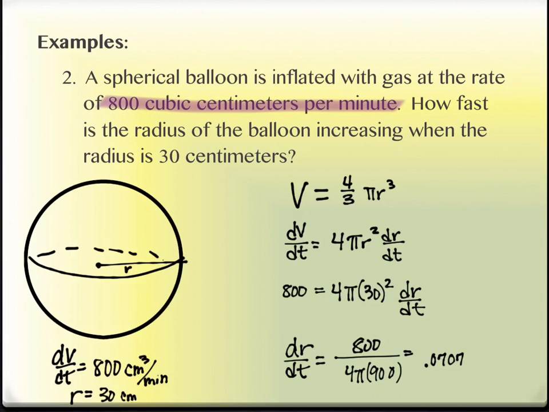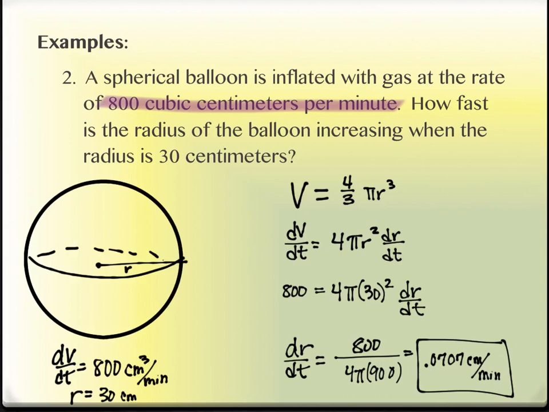I need units. So again, we go back to what we're solving for, dr dt. What are my units on r? Centimeters. What are my units on time? T. What is it? This one's minutes. So this will be centimeters per minute. Okay, is that all right?